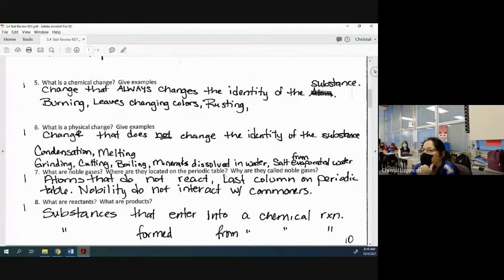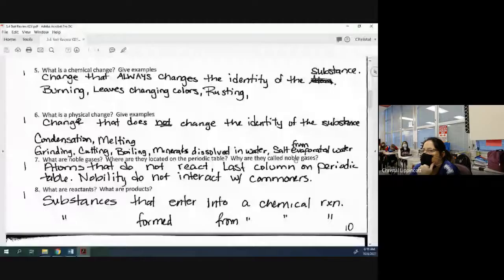We talked about noble gases. Those are atoms that don't react. They're on the last table of the periodic table. And why they're called noble is because like the nobility don't interact with like common people. Like they're too good for us. I think they do come out and talk to the masses once in a while and shake hands and everything, but you know.